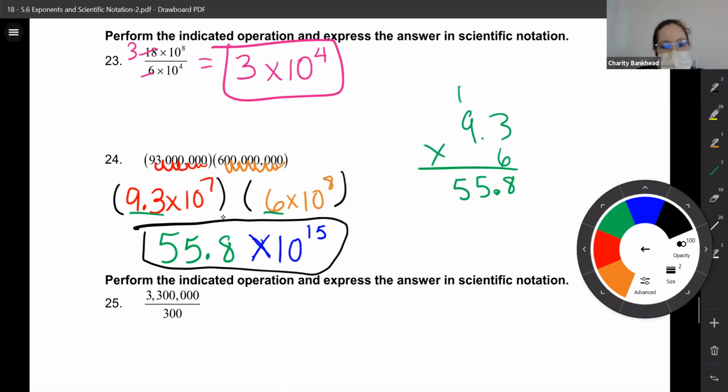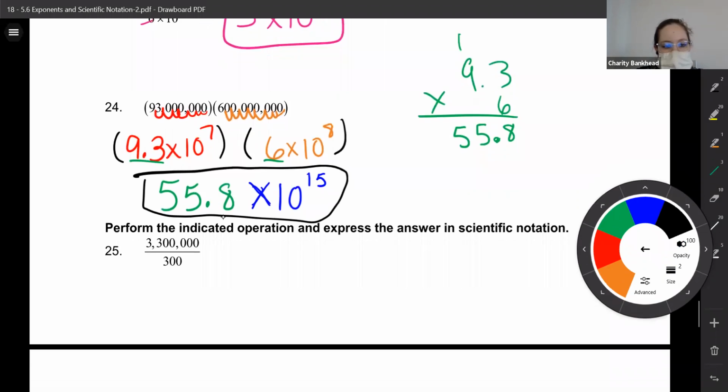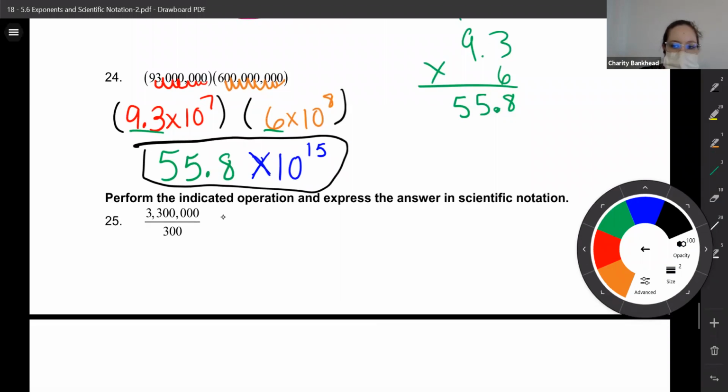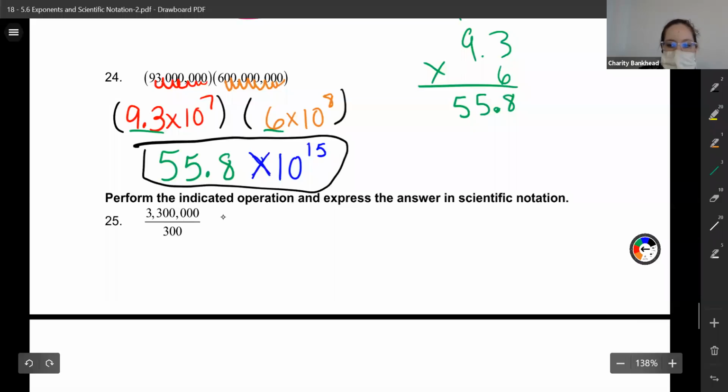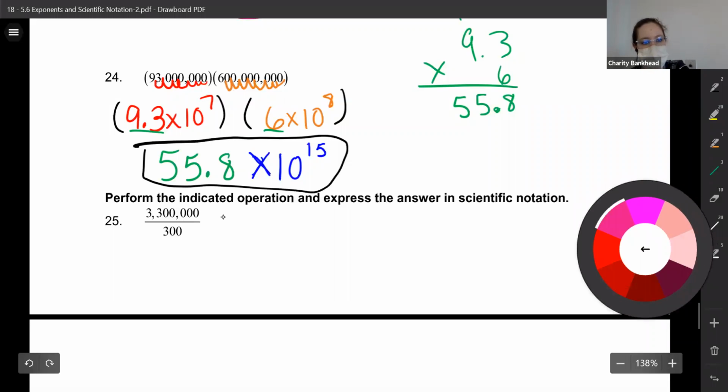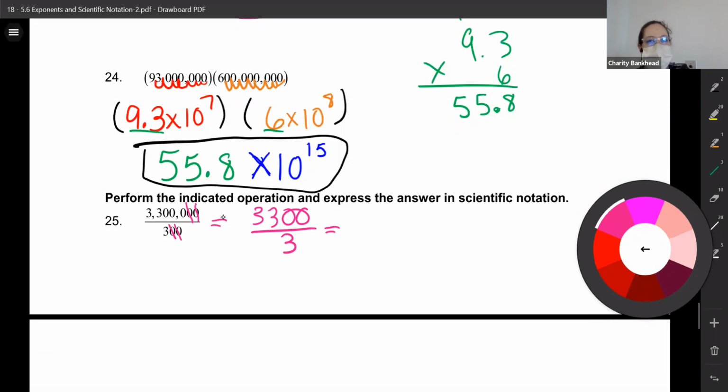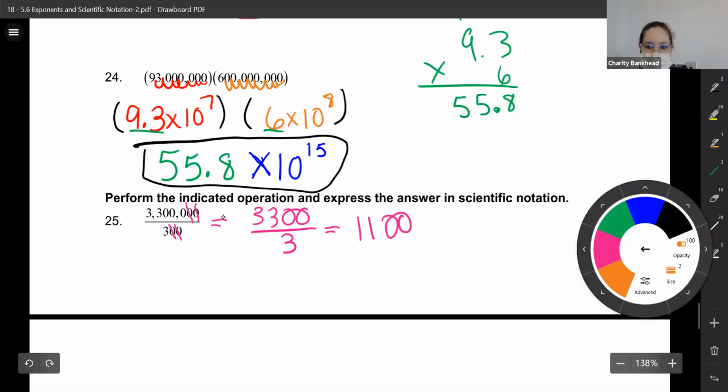Okay, perform the operation and express the answer in scientific notation. So, well, I know I can cancel out some zeros right away. So it's 3,300 divided by 3. So that would be 1,100. And then for scientific notation, that would be 1.1 times 10 to the 3rd.